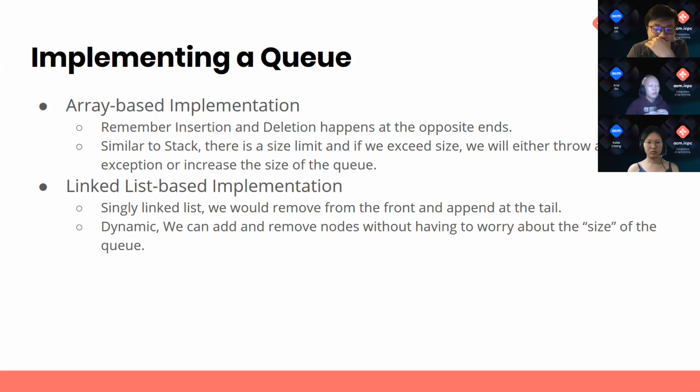And then similar to a stack, we have a size limit. In most cases, you wouldn't be using just a static array. It's probably a circular buffer, but that's beyond the scope right now. And then basically we would either throw an error or increase the size of the queue.